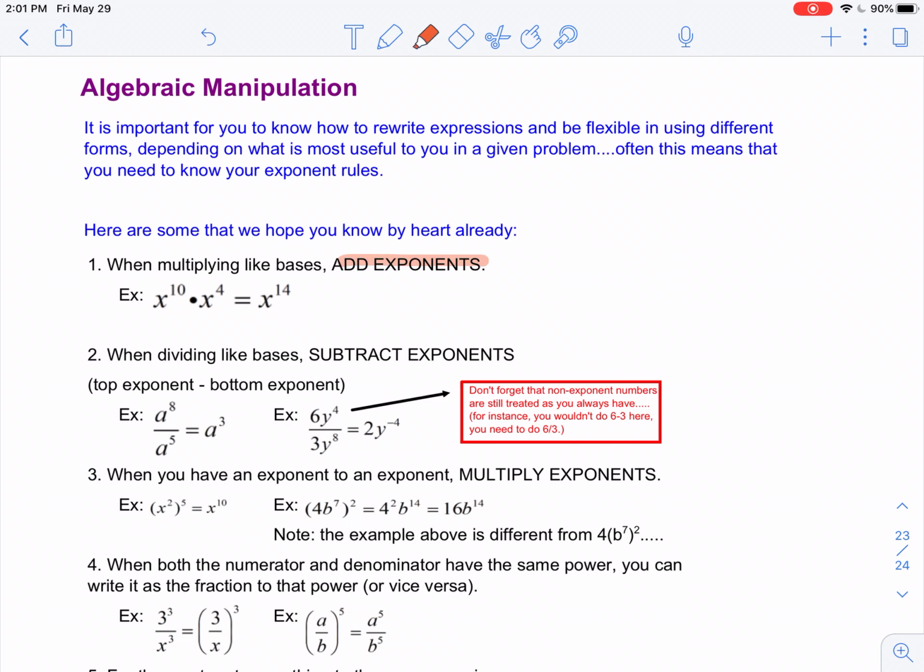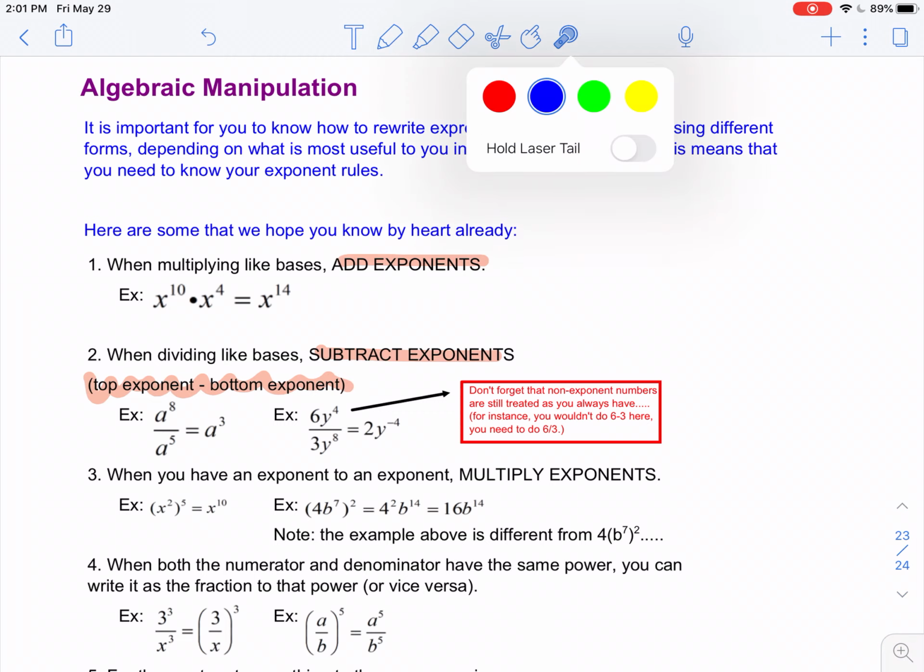Okay. When dividing like bases, you're going to subtract exponents, and make sure that you're doing the top exponent minus the bottom exponent. I have a couple of examples just to make sure that this is clear. So again, same bases, right? Both bases are a. a to the 8th divided by a to the 5th. Well, 8 minus 5 gives me that same base a to the 3rd power.